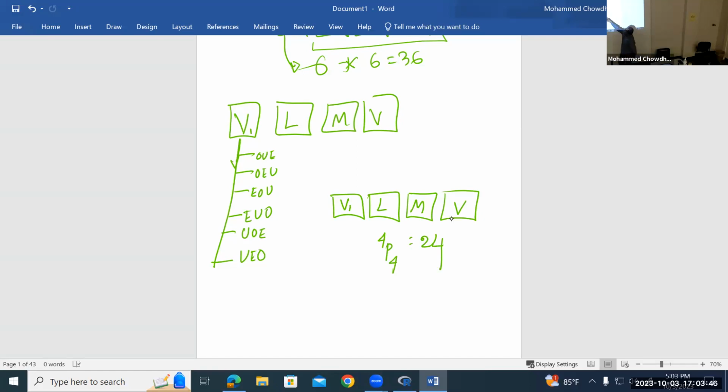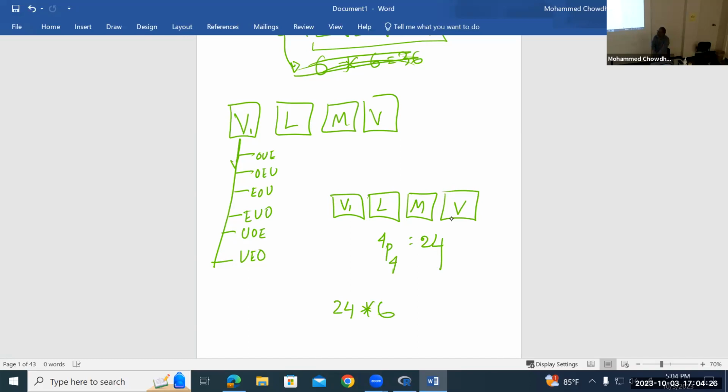Now, this is just only one, but how many of these? V1 is appearing in how many ways? So 24 times 6. You understand? So the final result is 24 times 6. Previously what I wrote is not right, so this is the correct answer. Do you get it? Anyone did not get it? You can ask me a question.